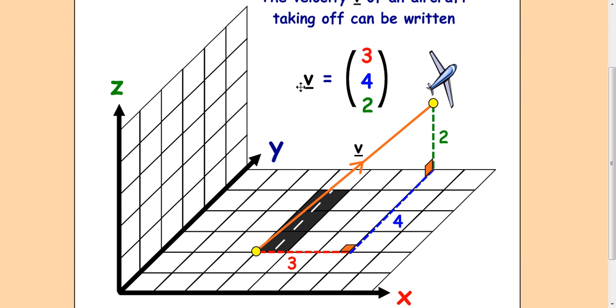Same notation, v underline or v in bold if you're on a computer, but you guys will be just writing in your notepads or your jotters, so just underline the vector v. And if you think about that on the 3D coordinate system, then it's very similar to using 3D coordinates. The vector v, you go along 3, then you go up 4, and then finally the z part of it, if you like, is 2. So it's x first, then y, and then z. So this vector is 3, 4, 2.